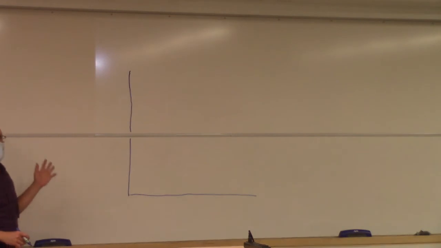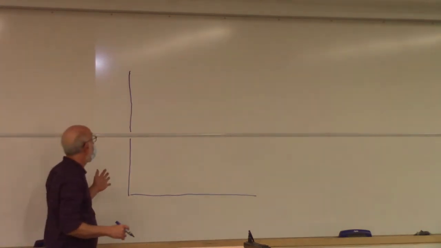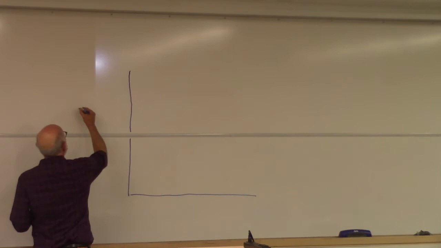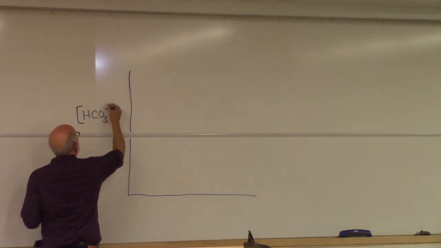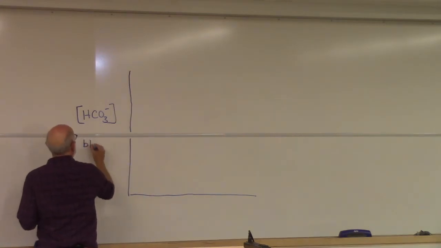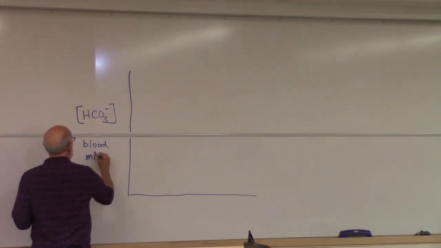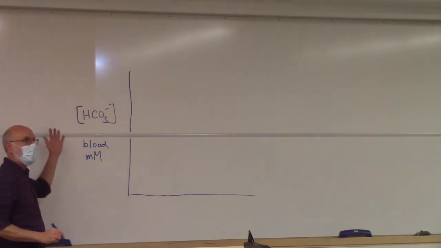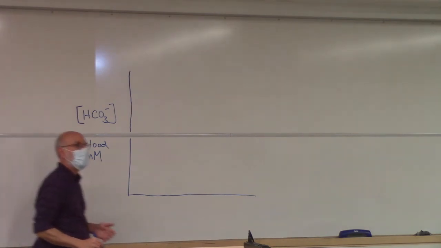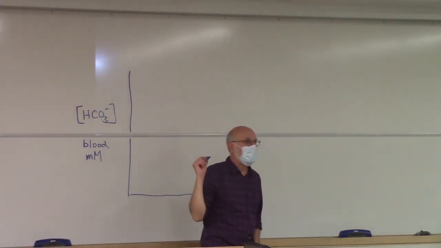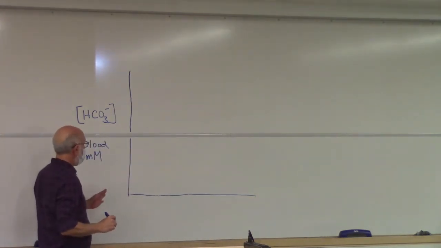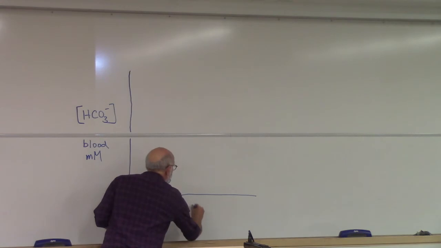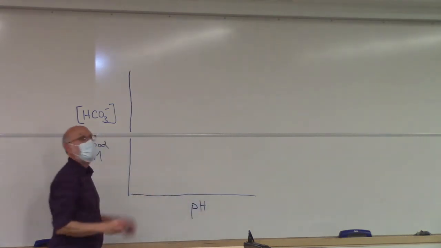So this is called the Davenport diagram. And it plots the concentration of bicarbonate in blood plasma with the units of millimolar. That's the y-axis. Online students, can you see me when I'm writing over here? Good. As a function of the pH in pH units.